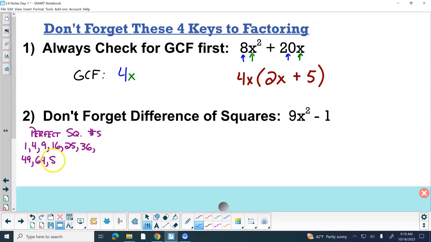81 is. 100 is. Now we're getting into the harder ones. Now we're getting into 121 is. 144. 144 is. That gets us up to 150. 169 would be next. 196 would be next. 225 would be next. So on and so forth.